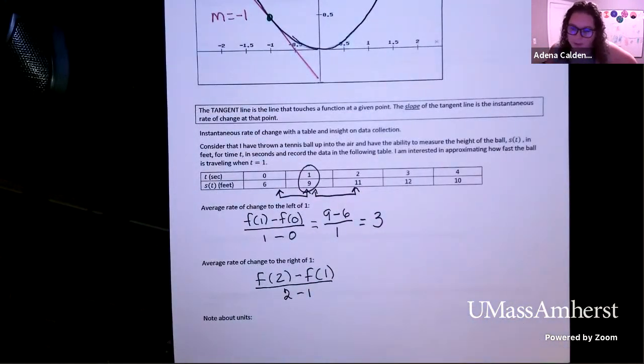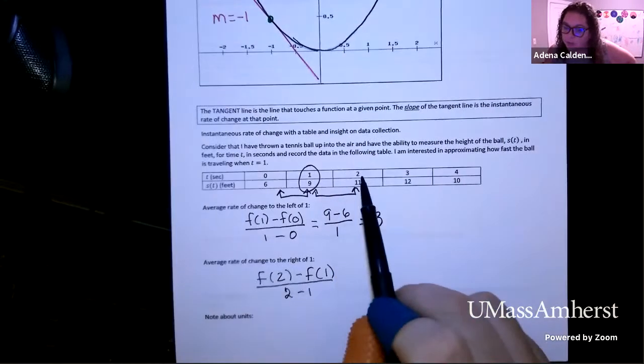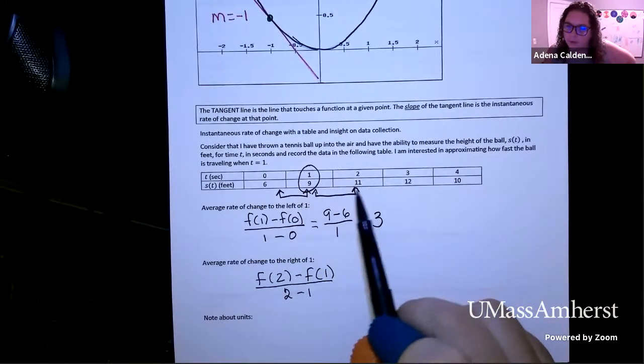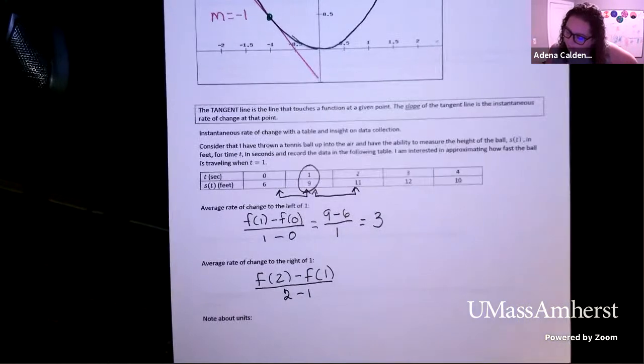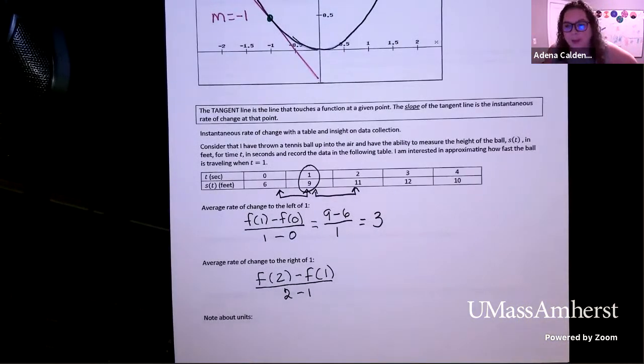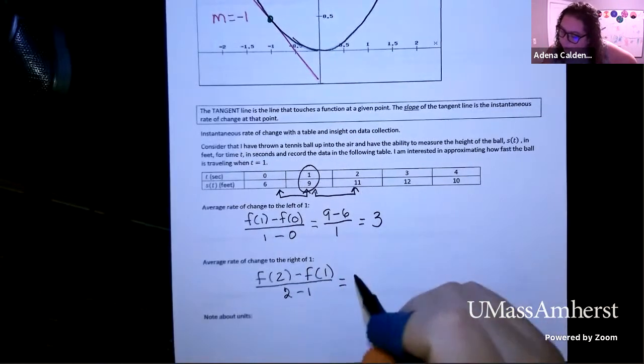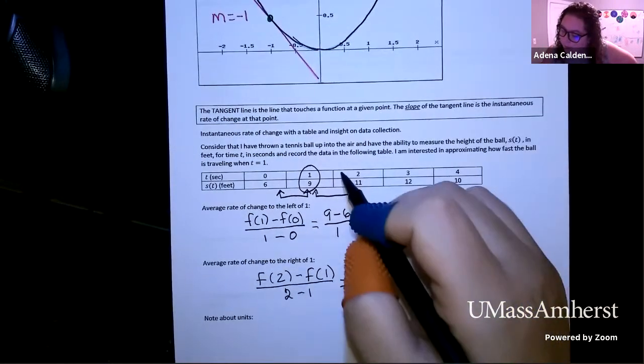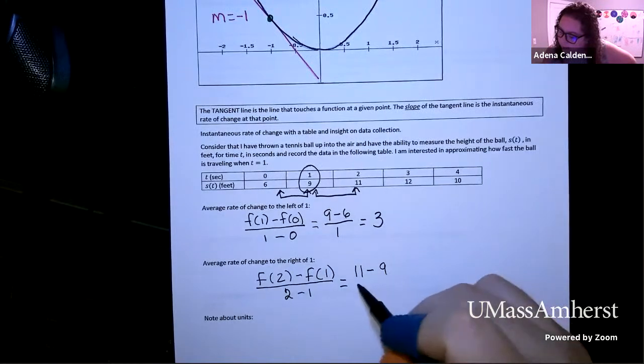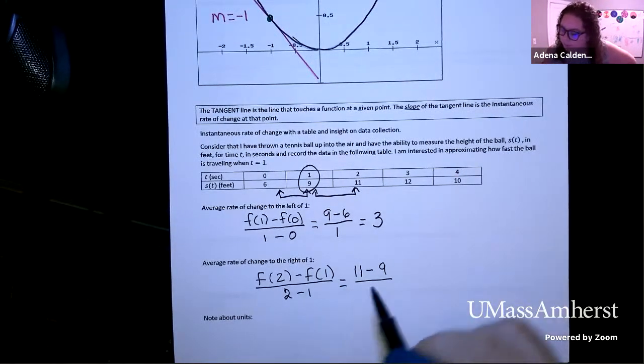We're going to talk about units in a second, but let's do our other calculation here. When we do the average rate of change to the right of 1, we want to use the closest point to the right, which is this 2, 11 point. So we'll do f of 2 minus f of 1 over 2 minus 1. So f of 2 is 11. f of 1 is 9, divided by, now 2 minus 1 is 1.